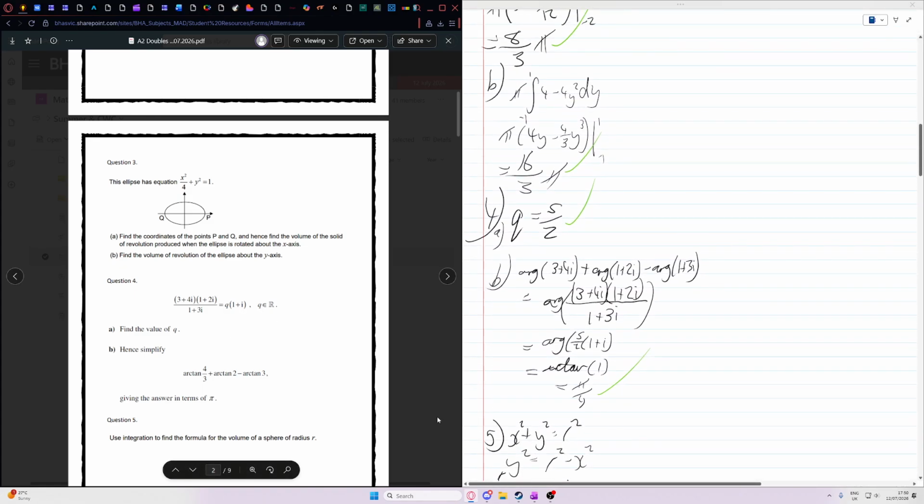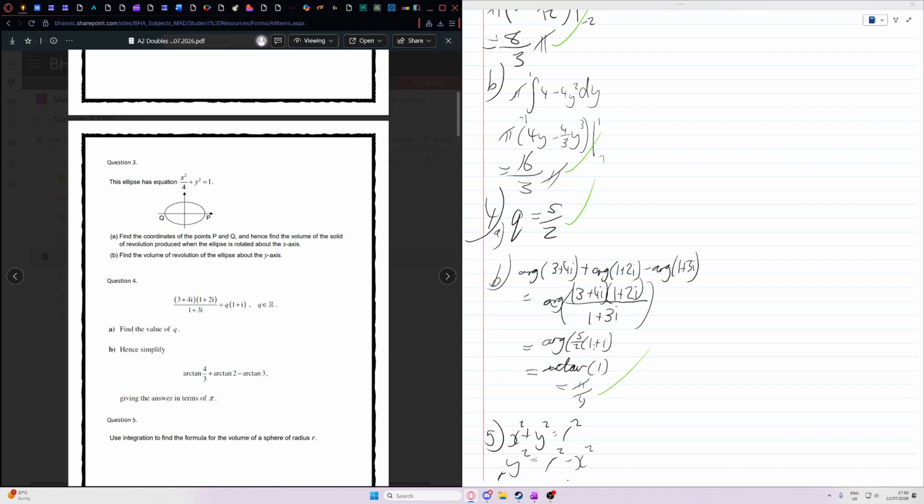Now, part B is an interesting one because you have to see that arctan 4 over 3 is just the argument of 3 plus 4i, and then this is obviously the argument of 1 plus 2i, and then arctan 3 is the argument of 1 plus 3i. Because if you see this, you can see that when you do the argument of these things, it will come out with this, and then you do your argument rules with this, the ones we used a couple questions ago. And then you can use this result that you had to figure that out.